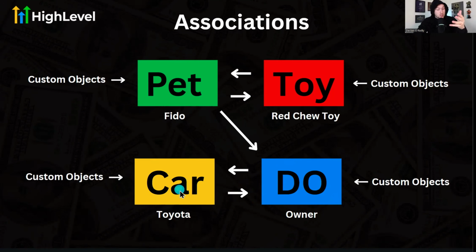So we have Declan O'Reilly, the owner of the Toyota, who also owns Fido, and Fido is connected to the chew toy. So you can have multiple objects tied to multiple things.